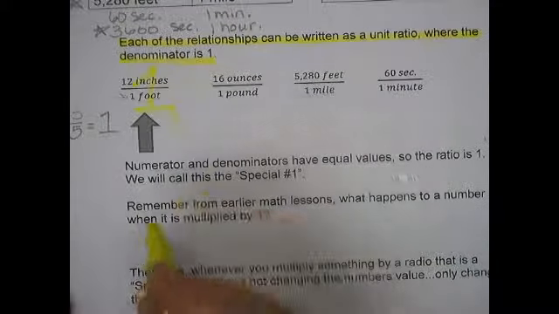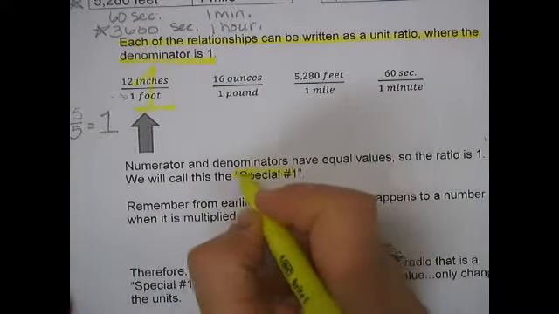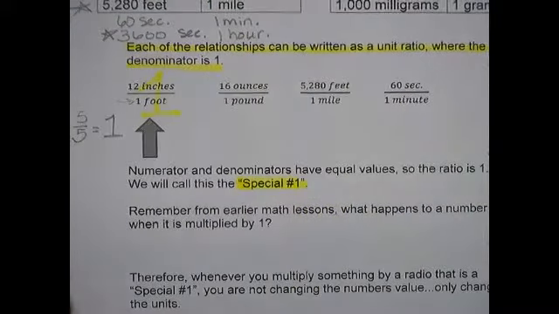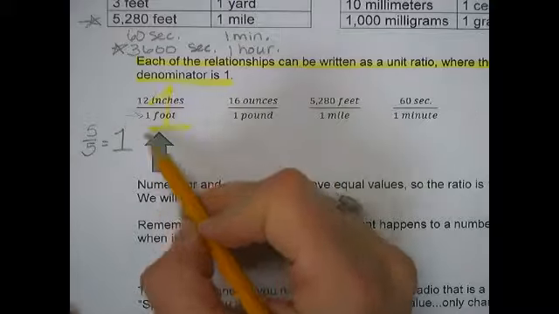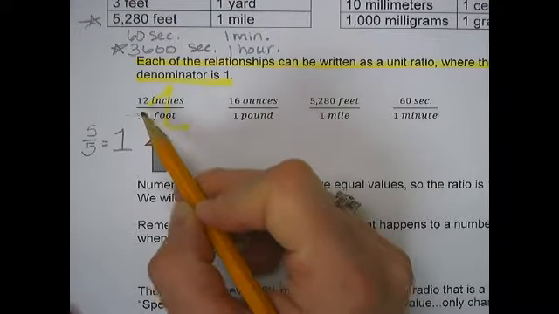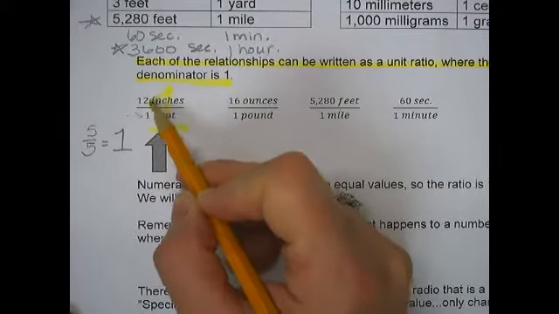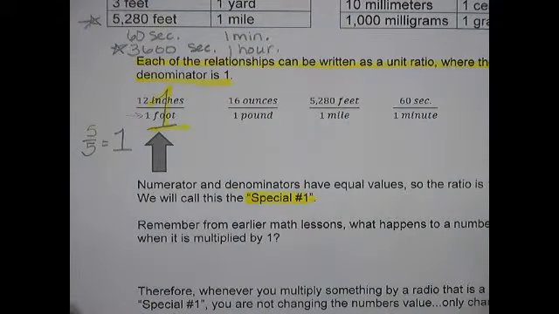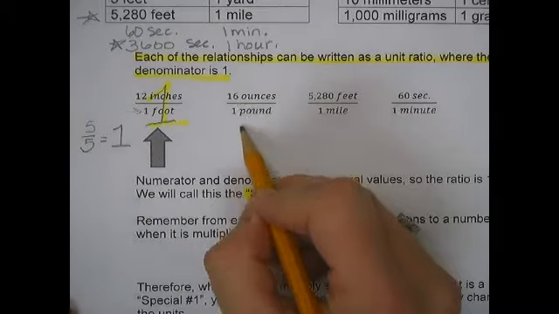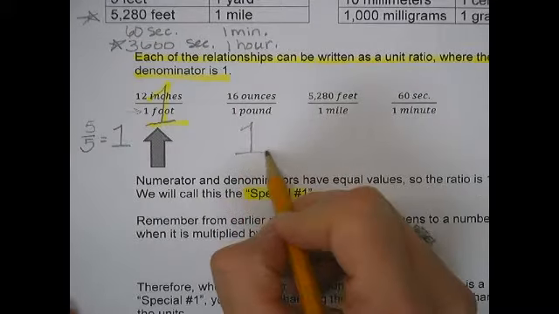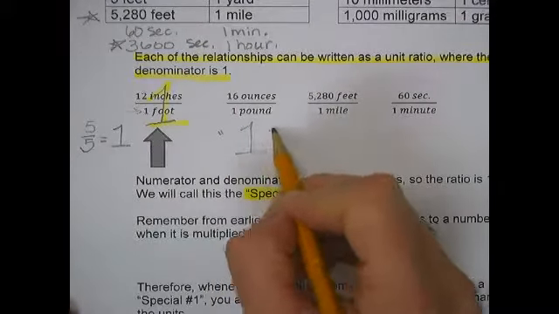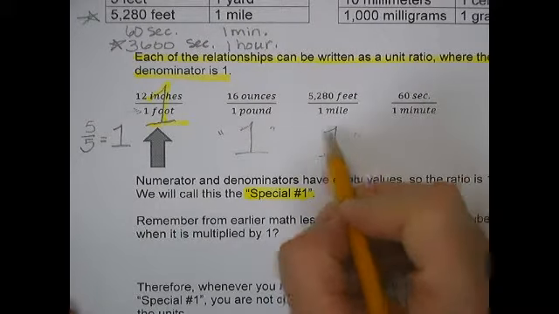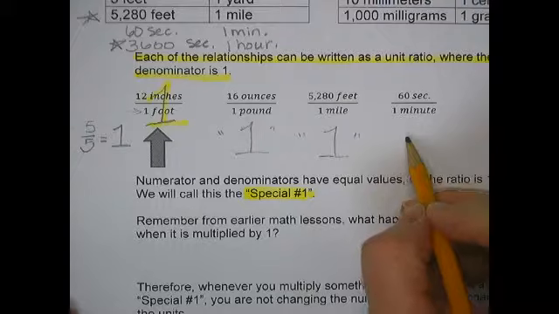So do you see that this fraction right here really has a value of 1? We're going to call this a special number 1. The reason I say it's a special number 1 is because many students look at this and they don't see 1. They see 12 inches over 1 foot. But I want you to start to see that this really has a value of 1. Same thing here. 16 ounces over 1 pound is equal to 1.